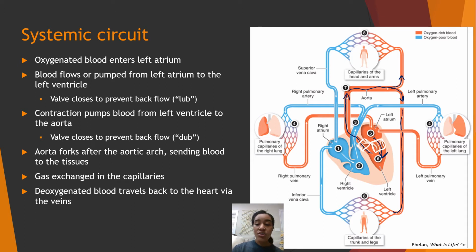And then from the arteries, it'll get filtered into capillaries, and we'll talk more about capillaries in a minute. But this is the area where gas exchange will occur, as well as nutrient exchange and waste exchange. And so in the case of gases, this is where the blood becomes deoxygenated, and then the deoxygenated blood will leave the capillaries, go back to the veins, enter into the superior or inferior vena cava, and then travel back to the heart. And that completes the circuit.